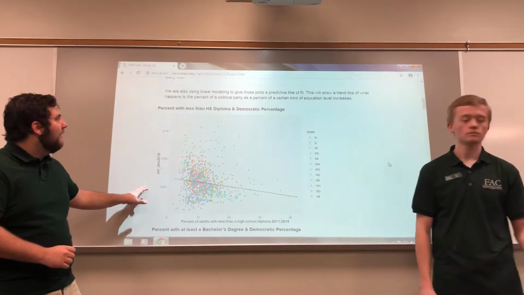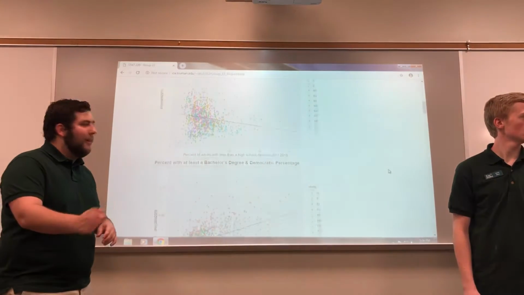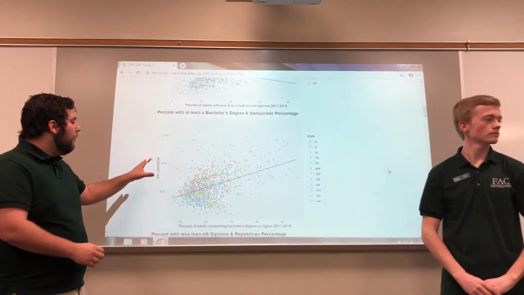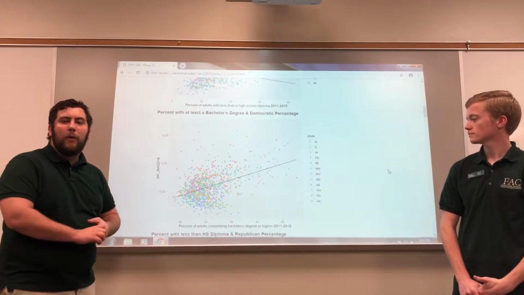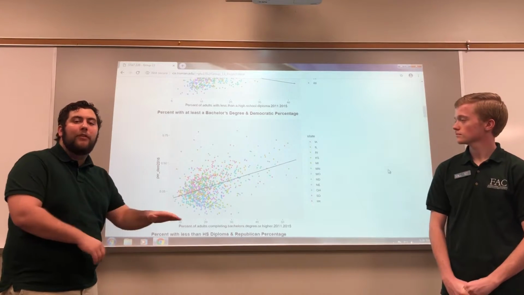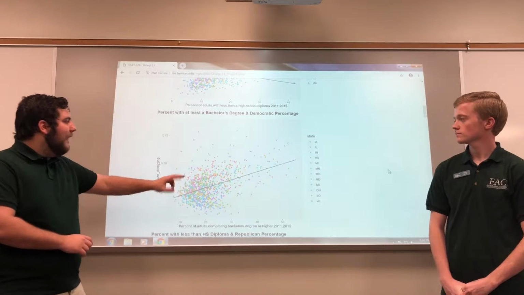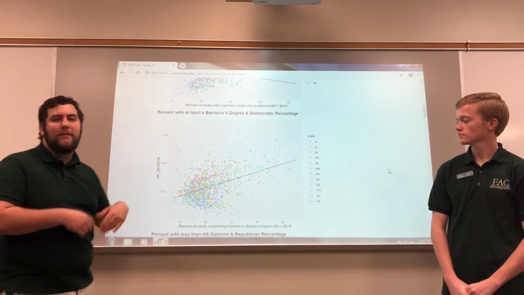We're going to move into this next scatter plot, again with a line of fit. This time we replaced the x-axis variable with the percentage of adults with a bachelor's degree or higher, and you can see that trend start to go upwards instead of downwards.